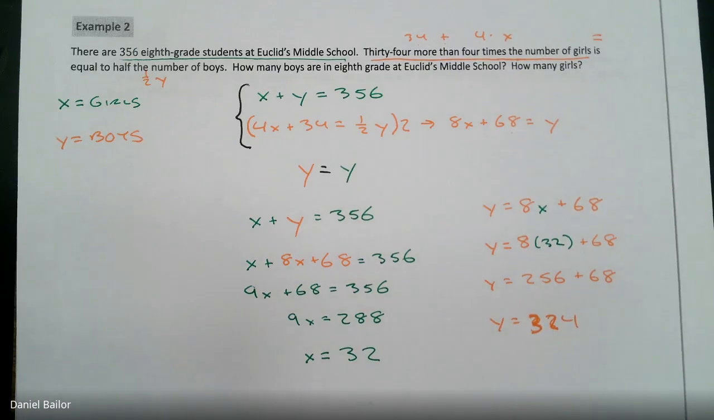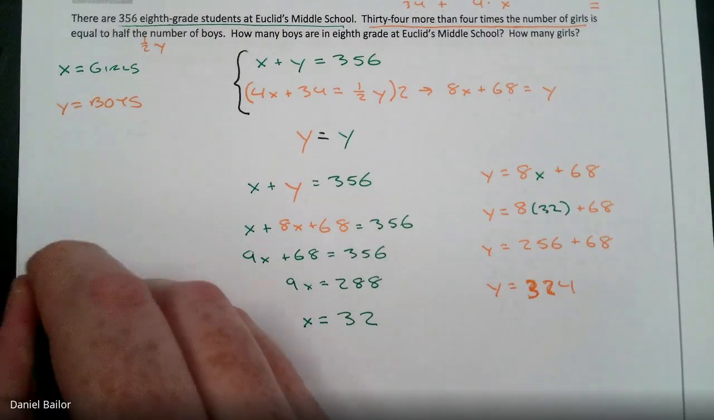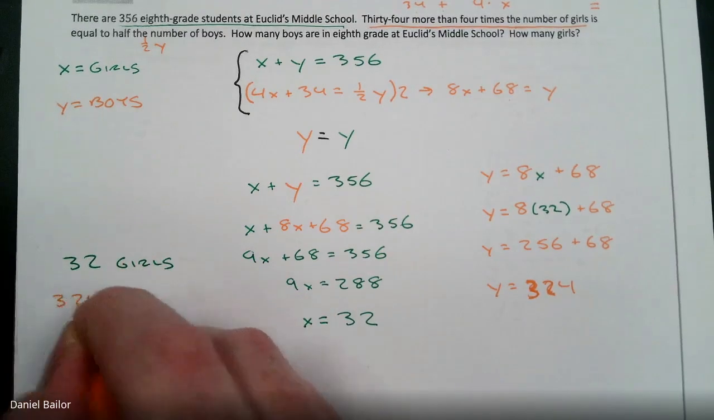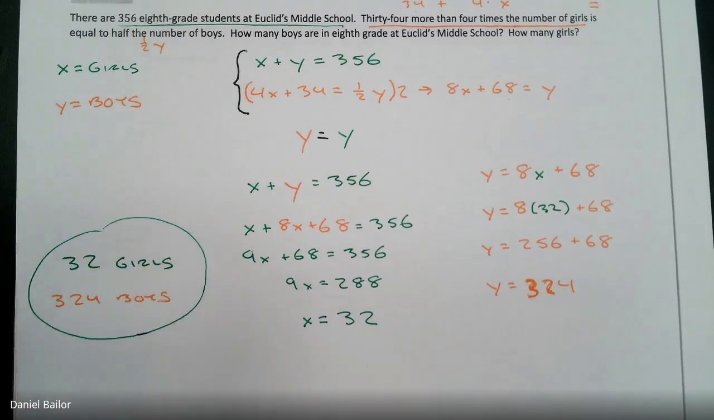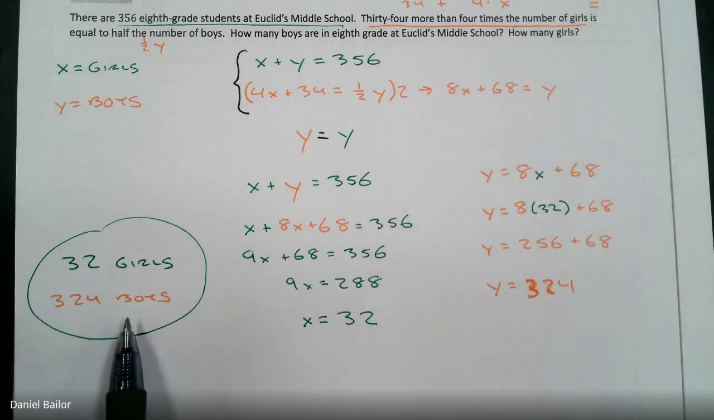So now I know that at this middle school, there are 32 girls and 324 boys. And that is a good ratio for the girls who are interested in boys, because there's apparently a lot of choices for the girls. Not a lot of choices for the boys interested in the girls. But somehow that's the way it goes. So that is how we solve this. Again, we read, we translated, we solved, and we put our answer in real world terms.